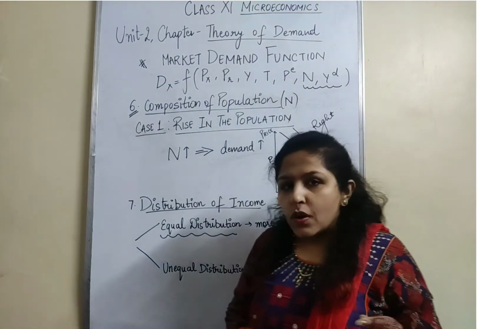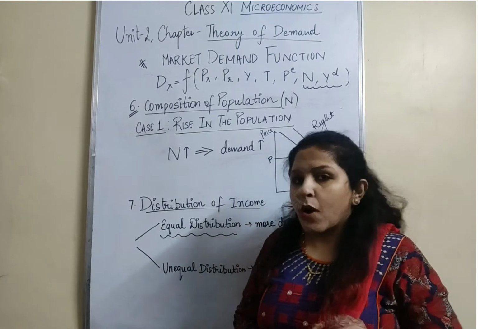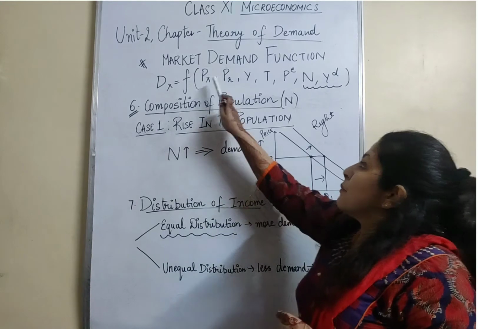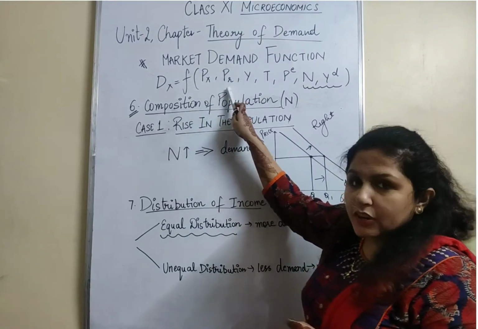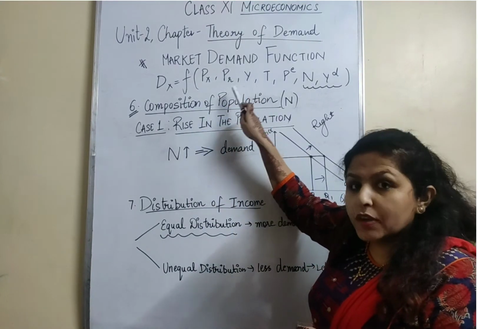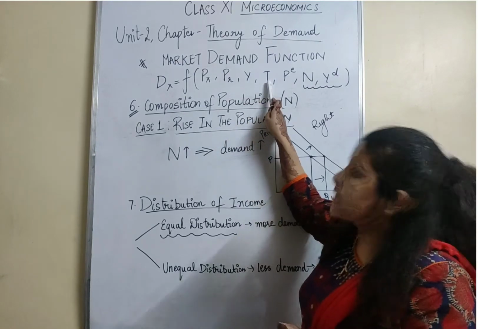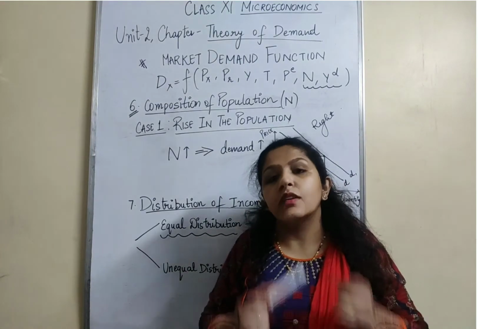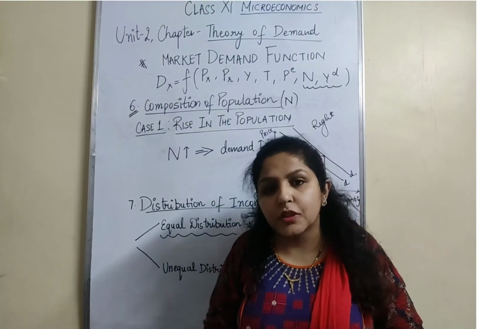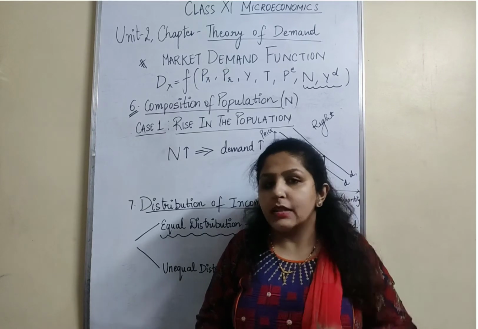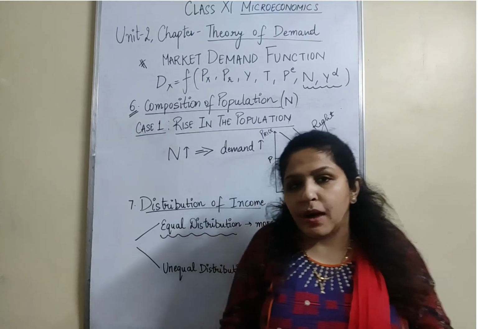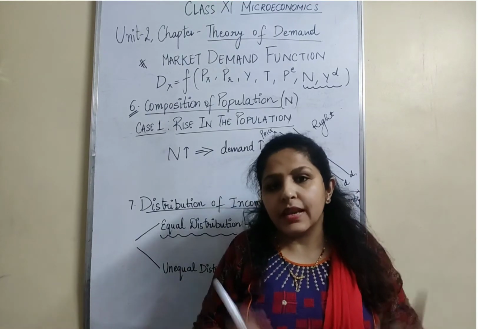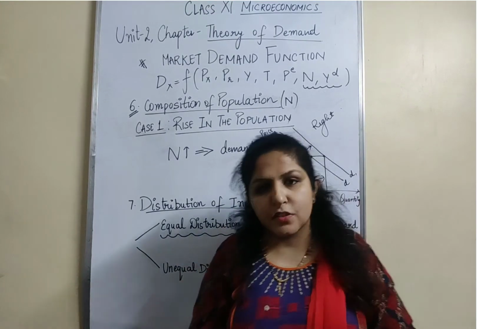So market demand function. In the previous video, if you have seen, then you must know about the individual demand function. Individual demand function includes price of the commodity, price of related goods, income of the consumer, normal goods and inferior goods, taste and preference, future price expectation. But what is market demand? The demand by all the consumers for that particular commodity in the market. Let's say in a market there are 5 consumers for one commodity. So market demand will be adding the demand of all the 5 consumers.